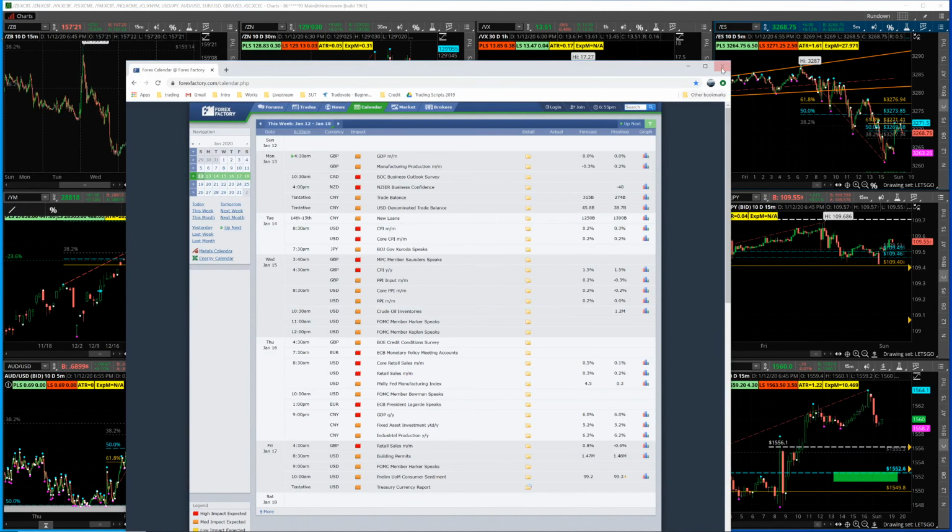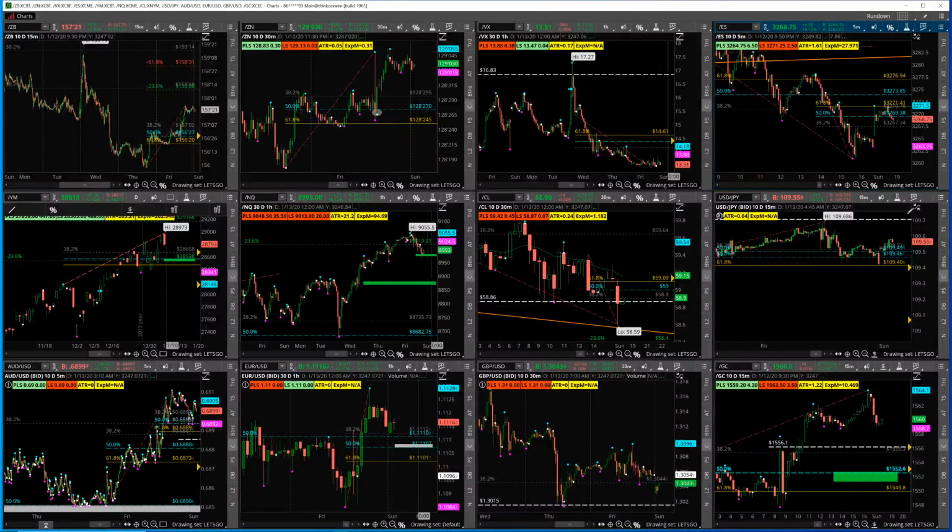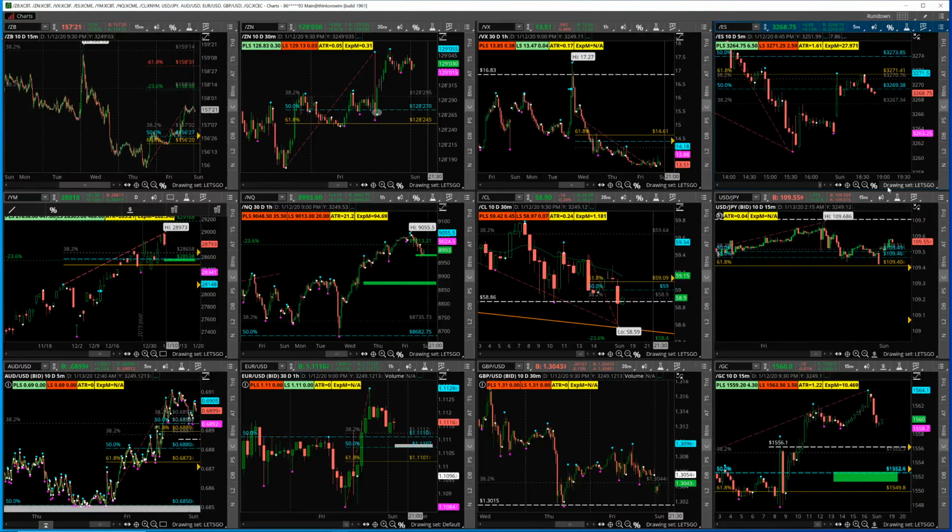If we broke it, yes, you'd look for a long. But we didn't. We're coming off of it. It's a valid short setup in the ES.